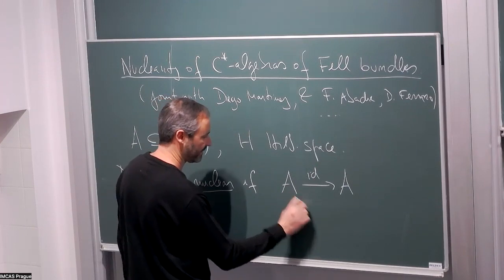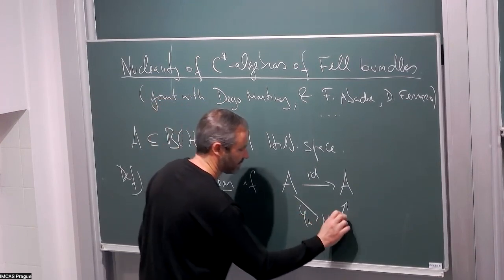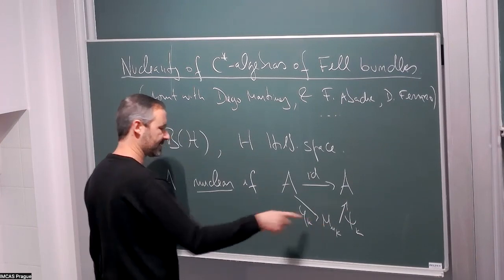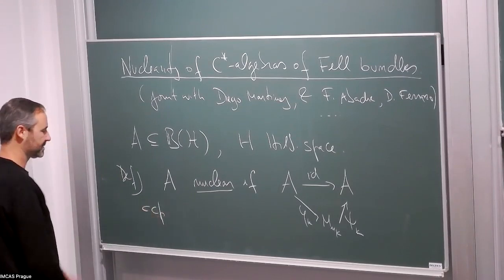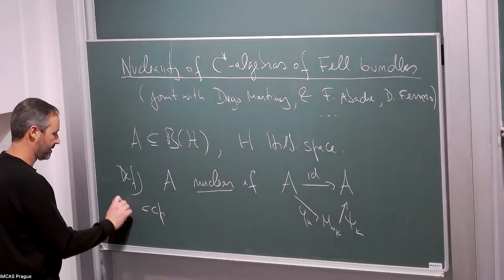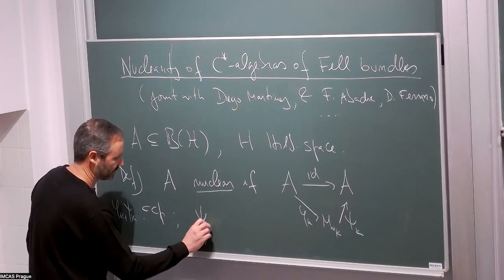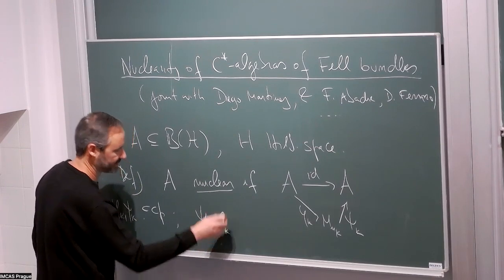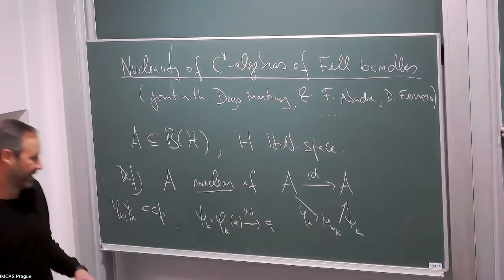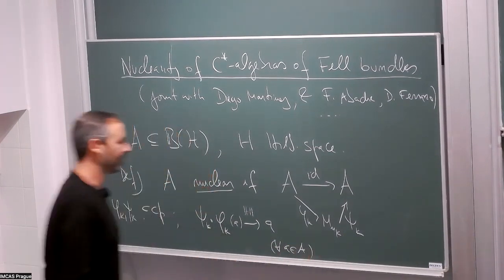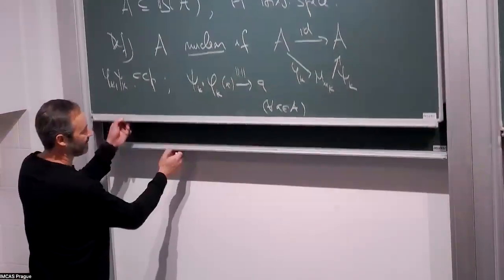So we look at the identity map. We can approximate this by a sequence of maps. They are not homomorphisms, but they are sufficiently nice maps. They are what we call CCP maps, completely positive contractive maps, such that these approximate the identity. So this diagram doesn't commute, but it approximately commutes. This converges in norm, pointwise for every element, to the identity. So this is the definition.